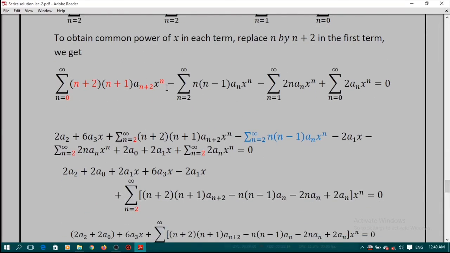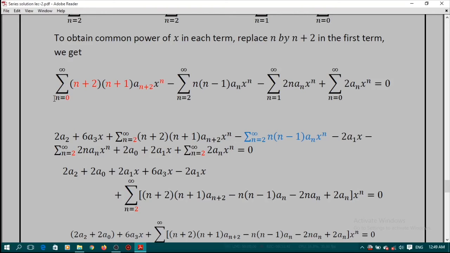Now here you can observe the powers of x are common, but again the ranges of the summations are different. So let's make them the same. We represent the first summation in a different way. We put n equal to 0 and n equal to 1, and after that we write the other values, that is 2, 3, 4 and up to infinity, in a summation notation.